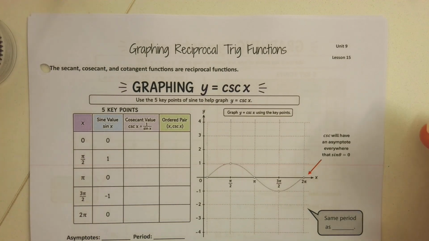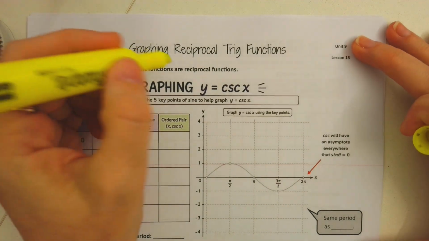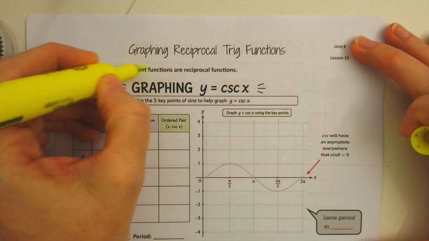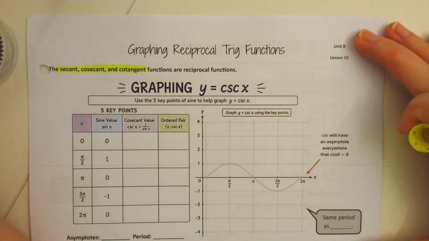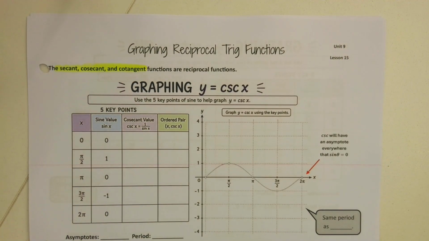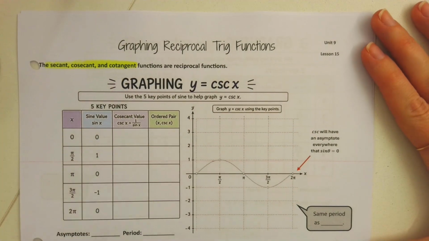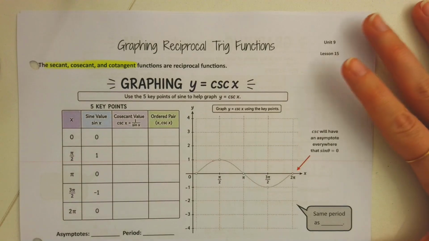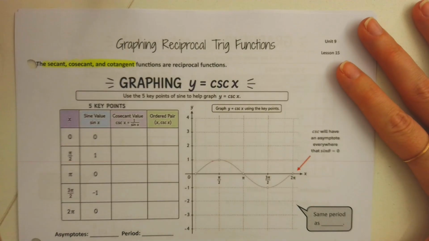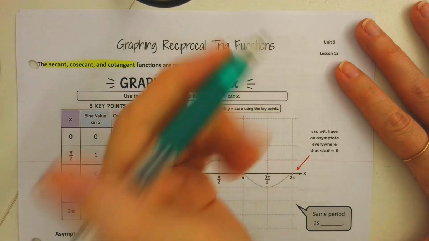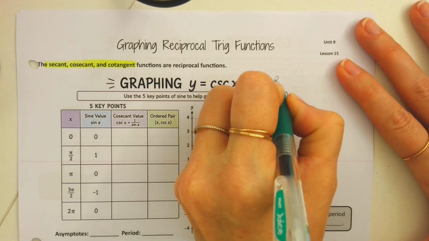We have our reciprocal trig functions. So we're going to learn just what the parent functions look like, and then we'll use the parent function to do a few transformations. Okay, so we're going to start by looking at the graph of cosecant of x, which remember is the reciprocal of sine. I'm going to write that here. Reciprocal of sine.